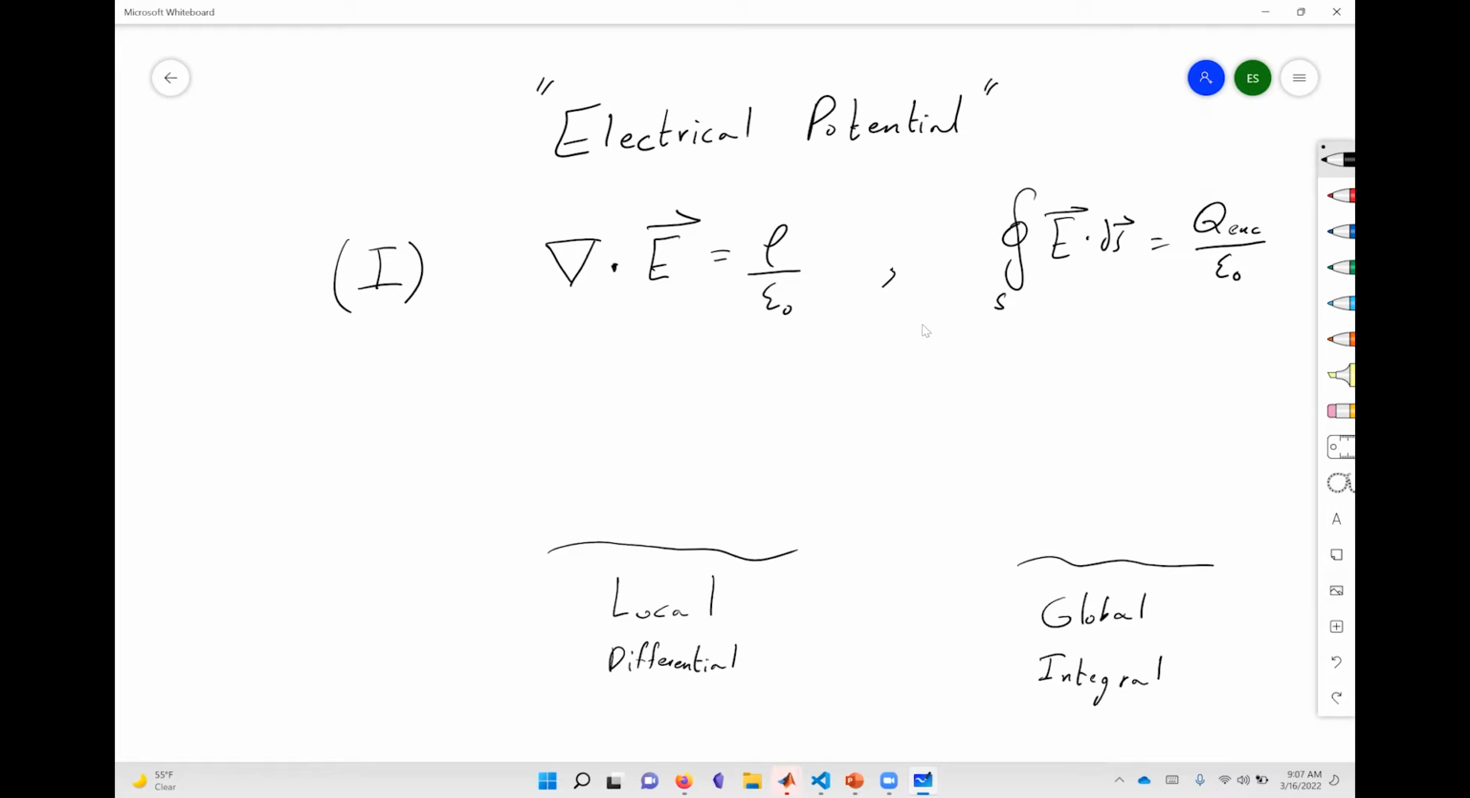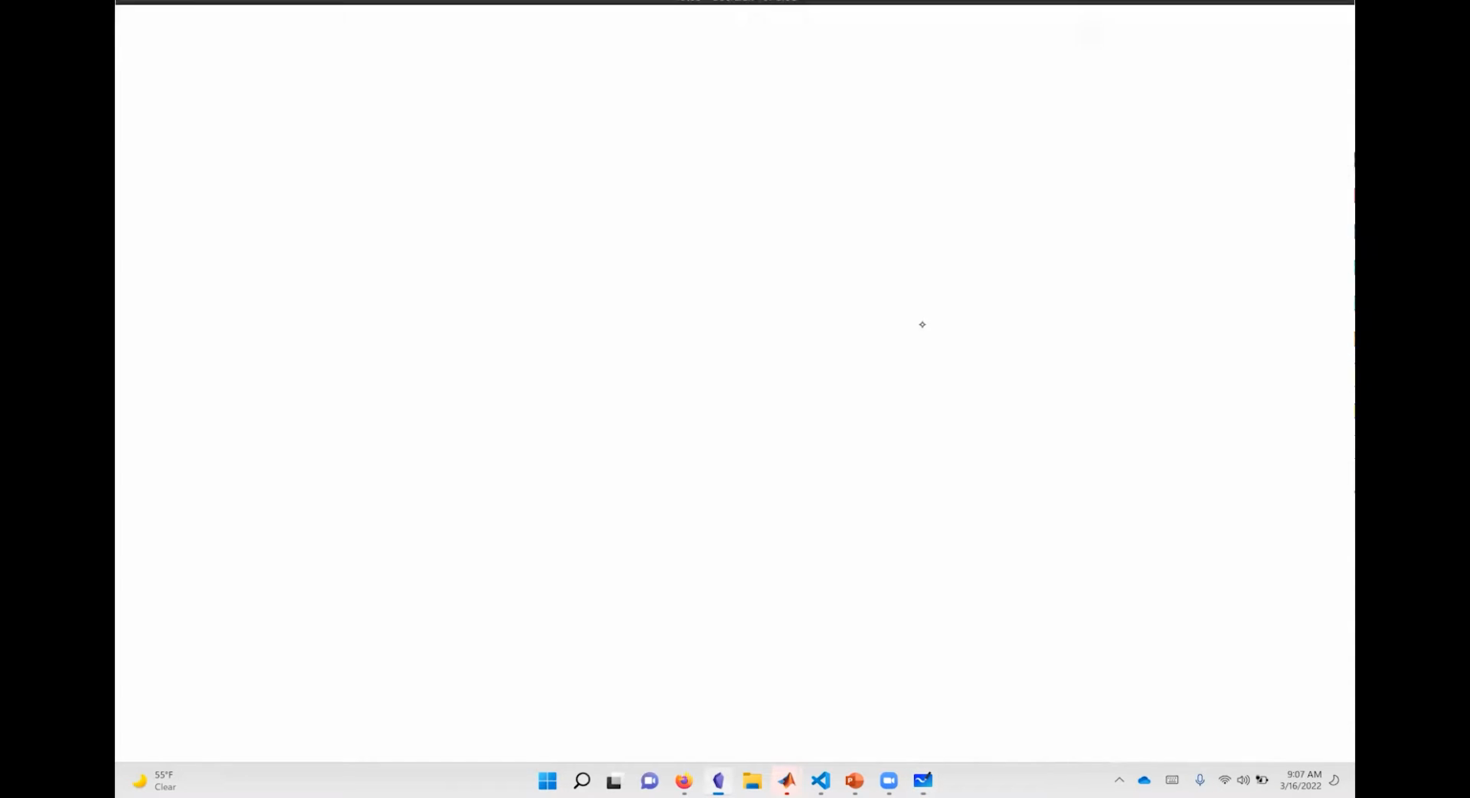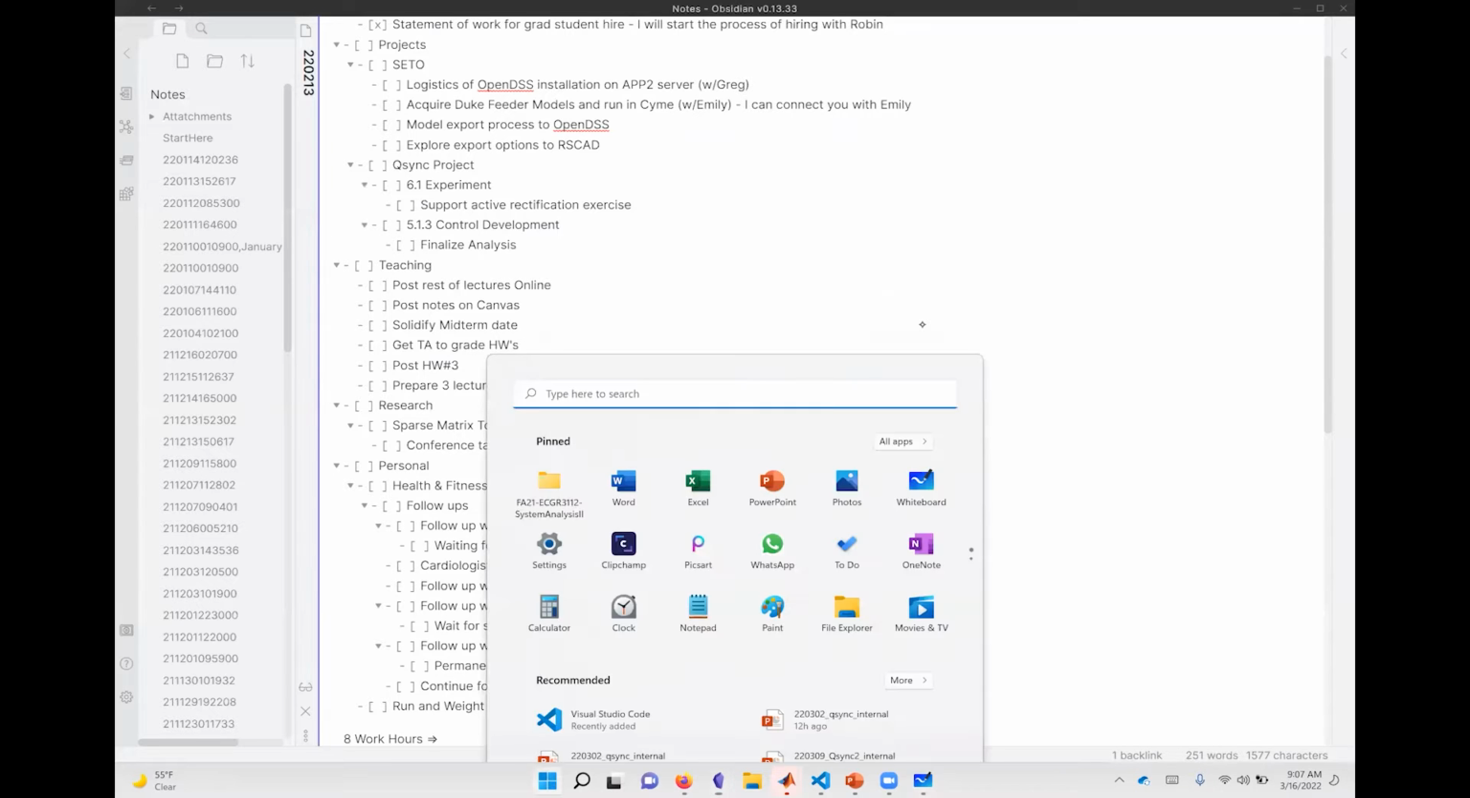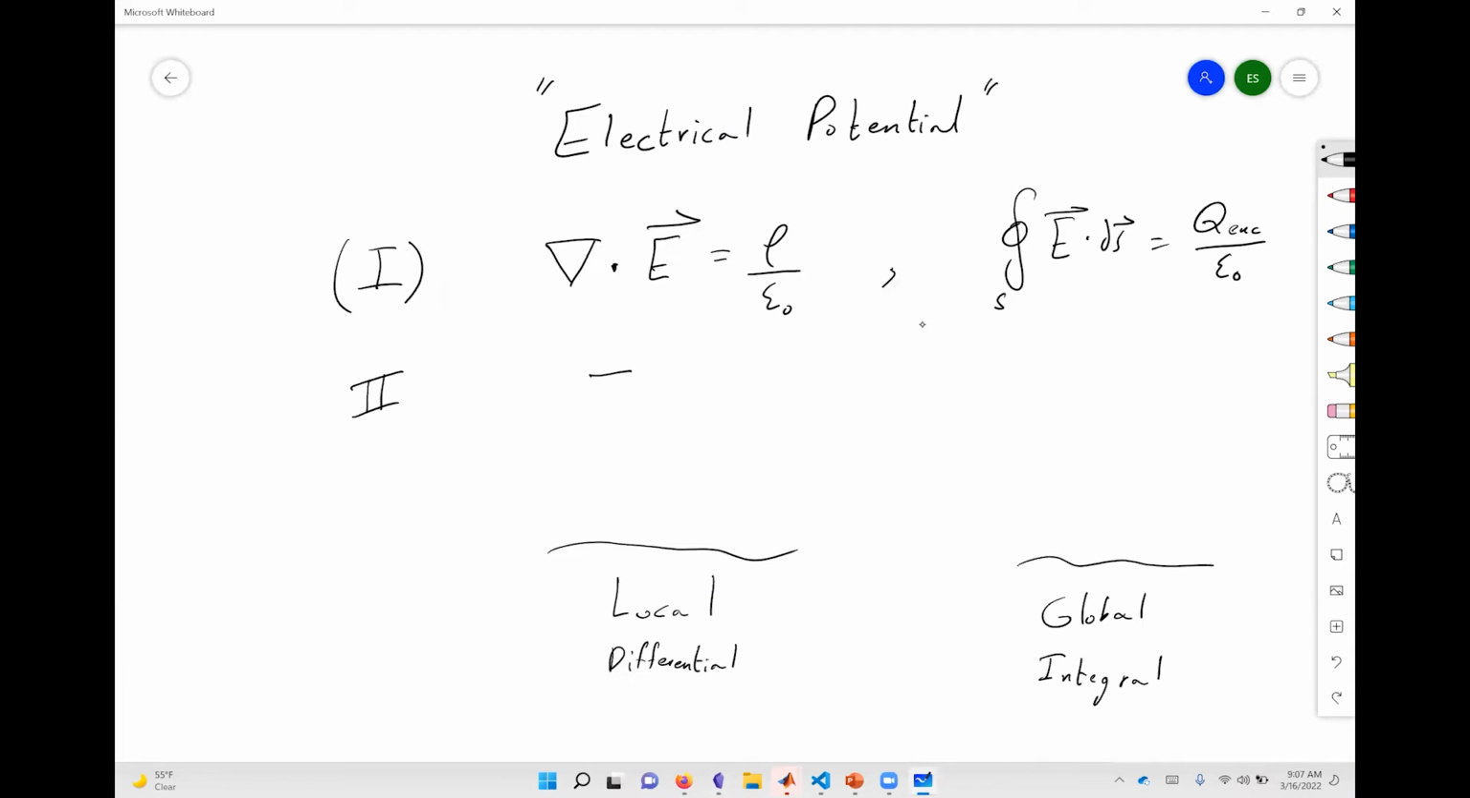This is Gauss's law. And then we have the circulation law, which is the curl of E is 0. In integral form, it is simply that if I go through a closed curve, let's call it L, the circulation of E dot dl is 0.